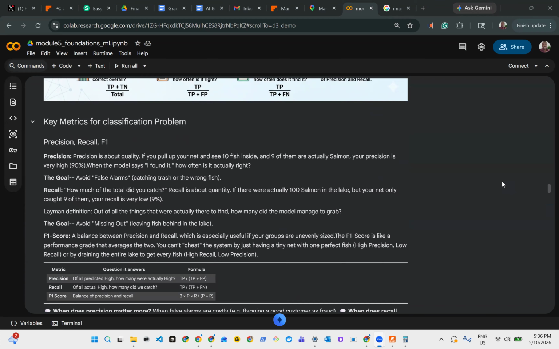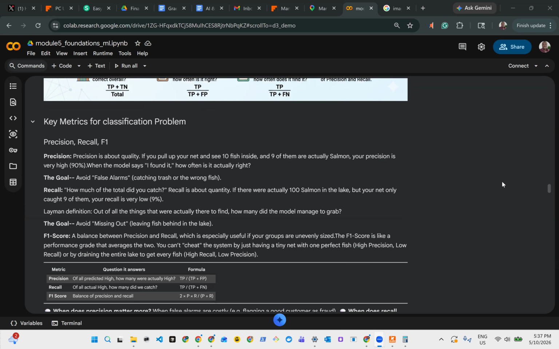Precision is about quality. Take, for example, you went fishing and you threw your net into the water, and you see 10 fish inside. Nine of them are actually salmon, which of course is what you wanted. At this point, we say the precision is 90%, and it's very high. Precision is whenever the model says I found it, how often does it actually come out right?